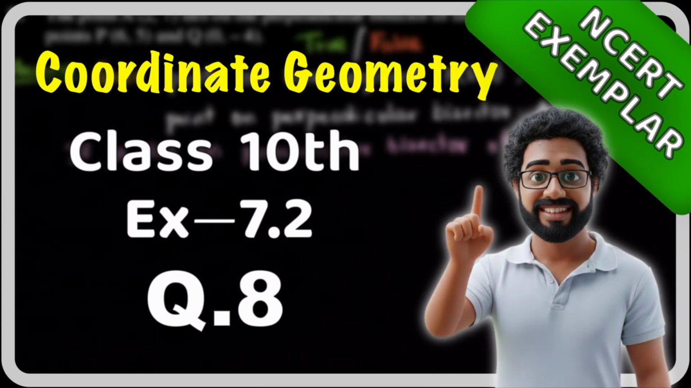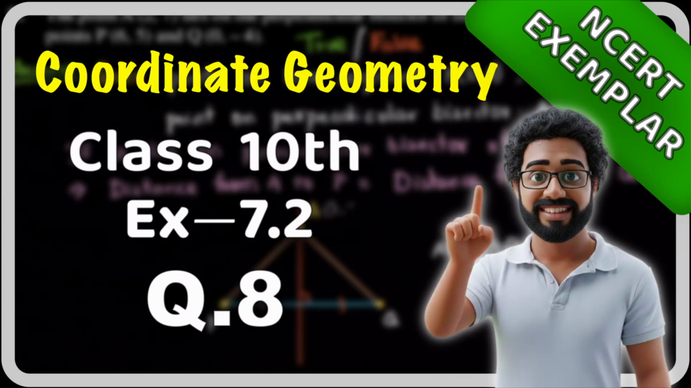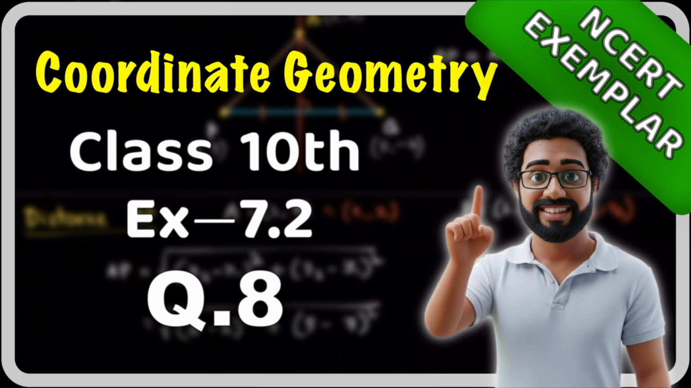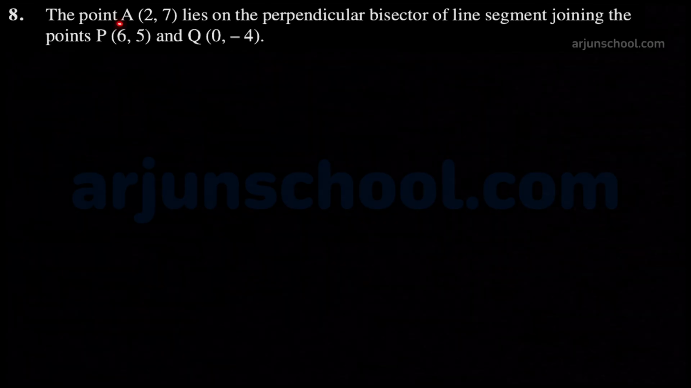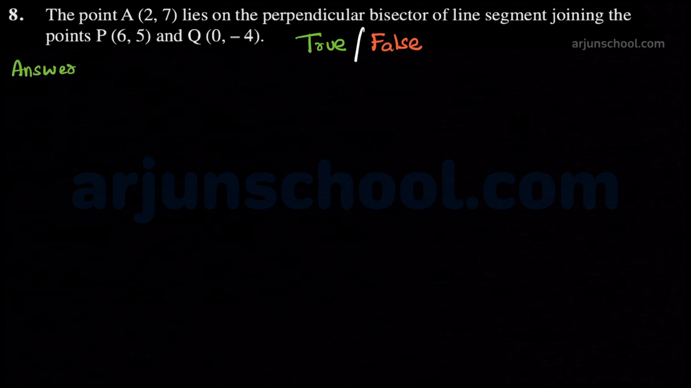NCERT Exemplar Solutions, Class 10, Maths, Chapter 7, Exercise 7.2, Question 8. The point A (2, 7) lies on the perpendicular bisector of the line segment joining the points P (6, 5) and Q (0, -4). We have to check if this statement is true or false. Let us find the answer.